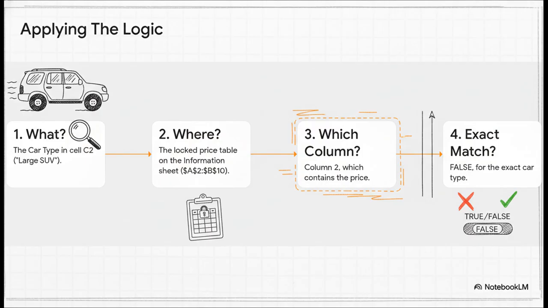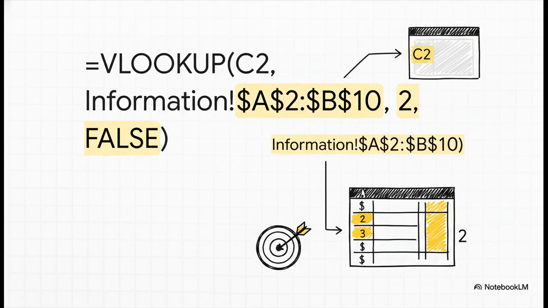So we just ask our 4 questions again. What are we looking for? The large SUV in cell C2. Where are we looking? In that price list over on the information sheet. And remember, we've got to lock it down with those dollar signs. Which column has the answer? Well, the price is in the second column of that table. And do we need an exact match? You bet. So we use FALSE. And bam, there is the final perfect formula. It tells Excel to look up the car type from C2, go find it in that lockdown table on the information sheet, and bring back the price from the second column.